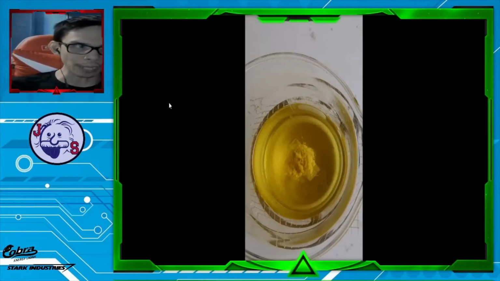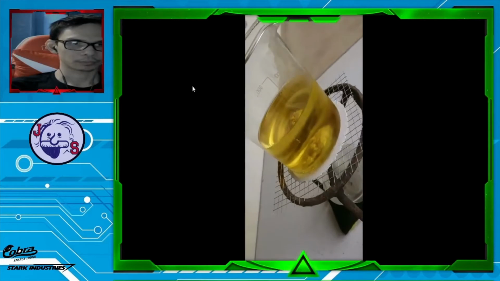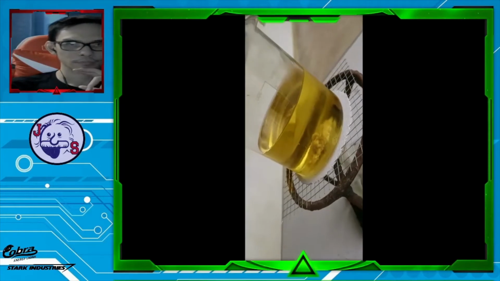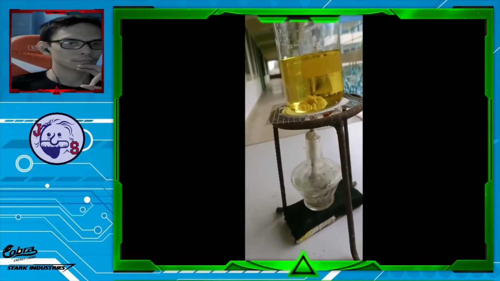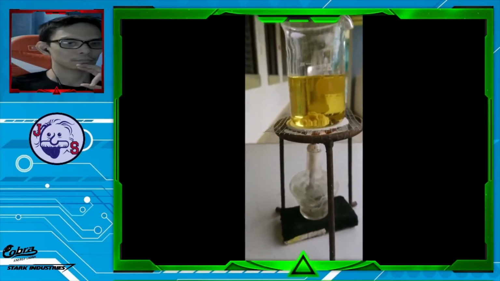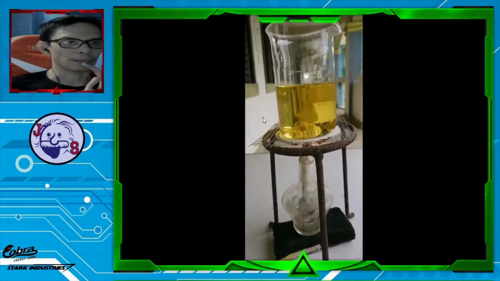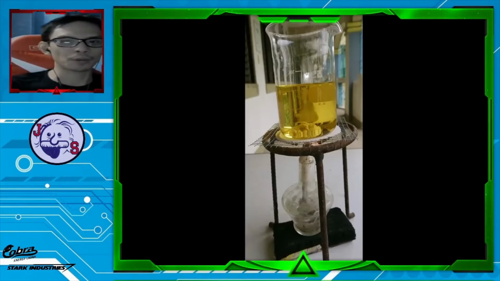Then we put the cooking oil inside without disturbing the powdered chalk at the center. Then we put the alcohol lamp below our setup, and in this demonstration we will try to simulate how the convection process happens. The alcohol lamp represents the heat that is coming from the Earth's core.